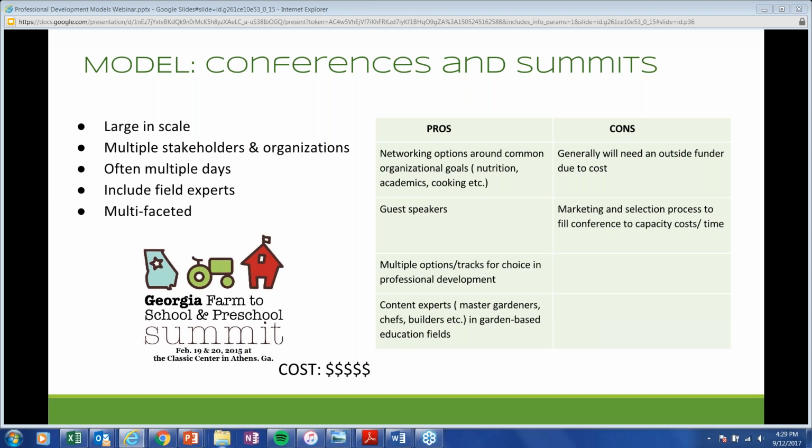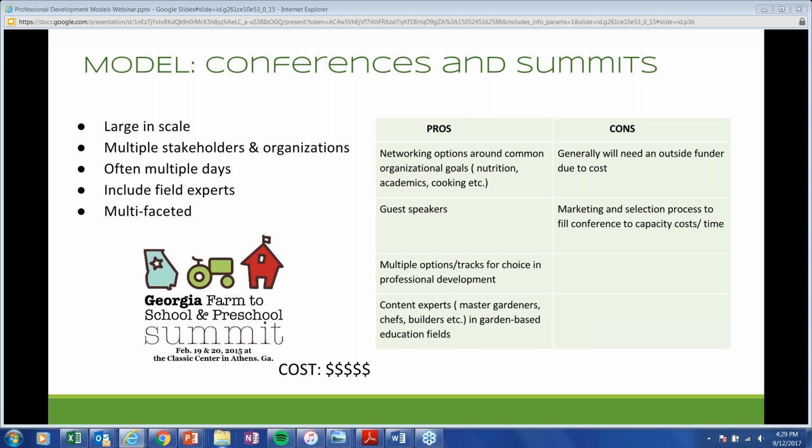You also have choice, right? A lot of times in professional development, teachers don't have that much choice. And in these settings, you have teachers who can come, and if they're really interested in nutrition, if they're really interested in STEM or environmental literacy, they may be able to pick a track within that conference that really speaks to them, which would get them out using that garden. And it builds networks and builds content.